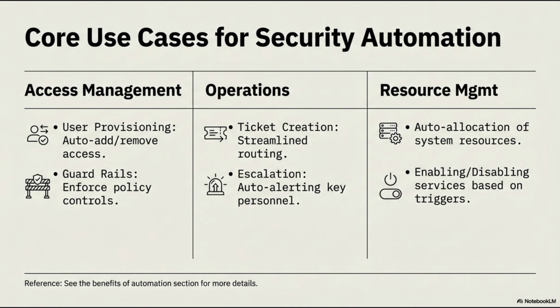So core use cases for security automation include access management, so that's user provisioning, automatically adding and removing access, and guardrails, which is where you enforce policy controls. Then there's operation, where ticket creation streamlines routing, and escalation auto alerts key personnel. And then there's resource management, which is where you automatically allocate and provision system resources and enable and disable services based on triggers.